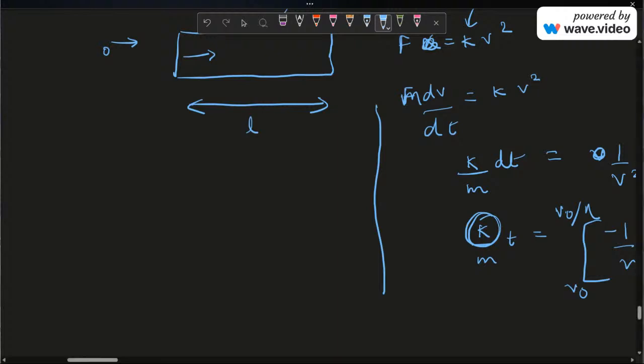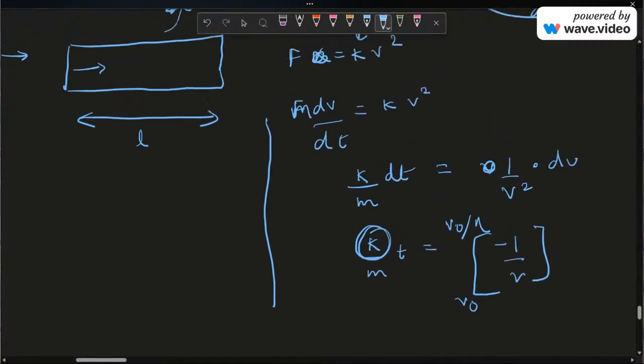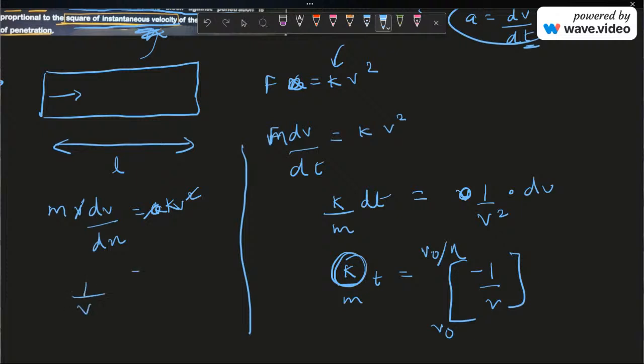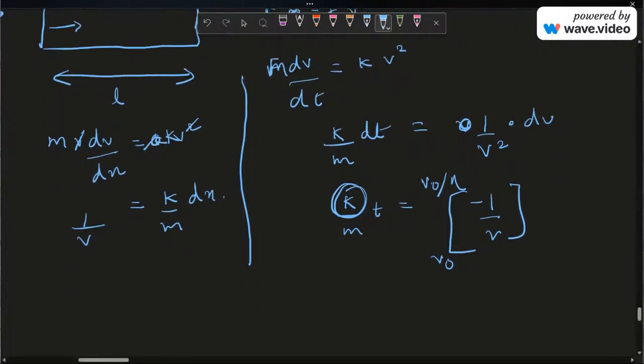For finding the value of k, since I said that they will always ask questions about acceleration, and acceleration can be written in two ways, since we have done dv by dt, now we will do m times v dv by dx is equal to k times v square. Now 1 v will cancel, so 1 by v dv is equal to k by m dx. Okay, so the length is given, that is why this would work.